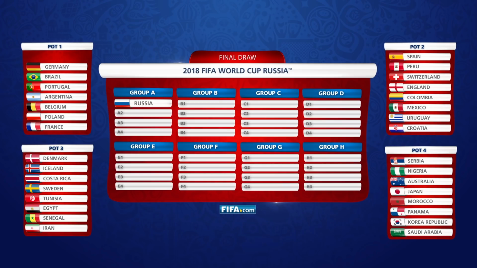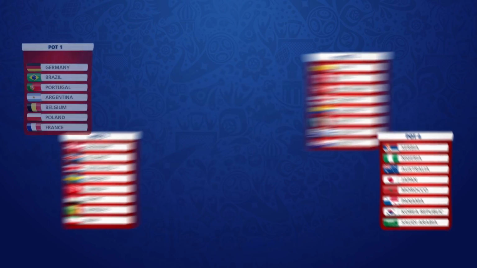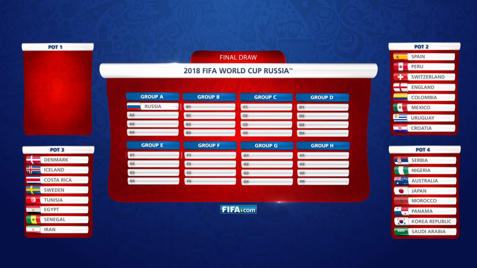So let's start to build a draw. And don't forget, this is not the real thing. The teams in pots 2, 3 and 4 will be placed in one of the other positions in the group where they are drawn. Those positions are not predetermined.